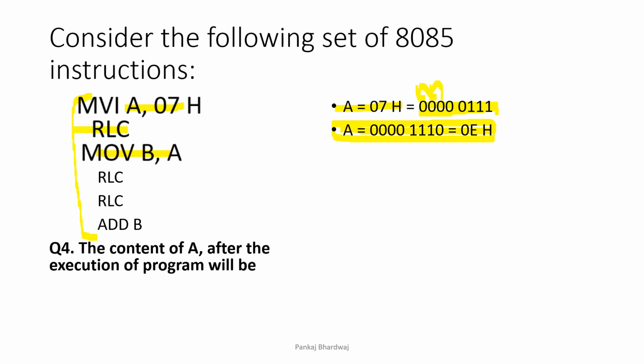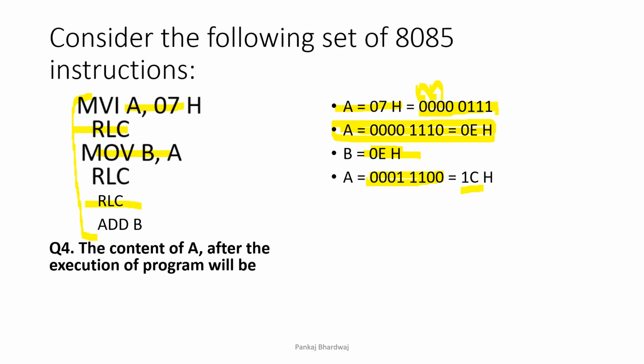Move B comma A says this particular thing. That means B will become A, that is equals to 0E. Next is RLC. That means again we need to rotate left 1 bit. That means this 1 comes here and this 0 comes to the LSB. So this will become 0 0 0 1 and 1 1 0 0, that is 1C.